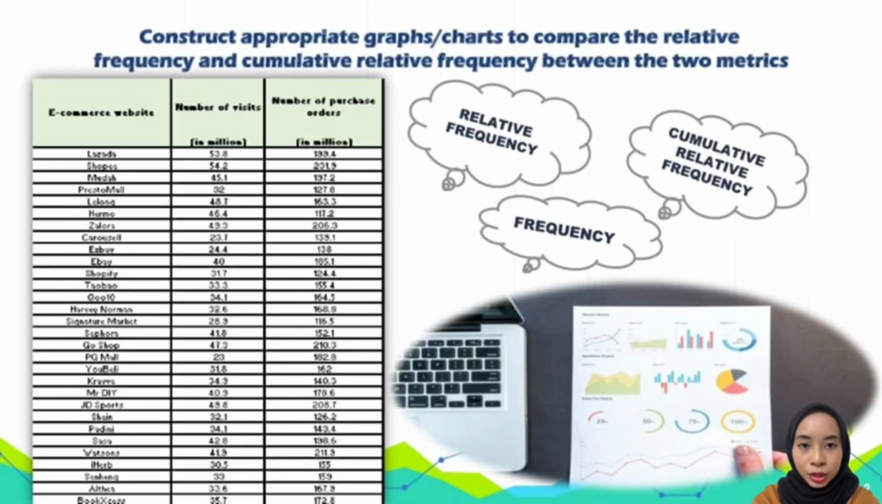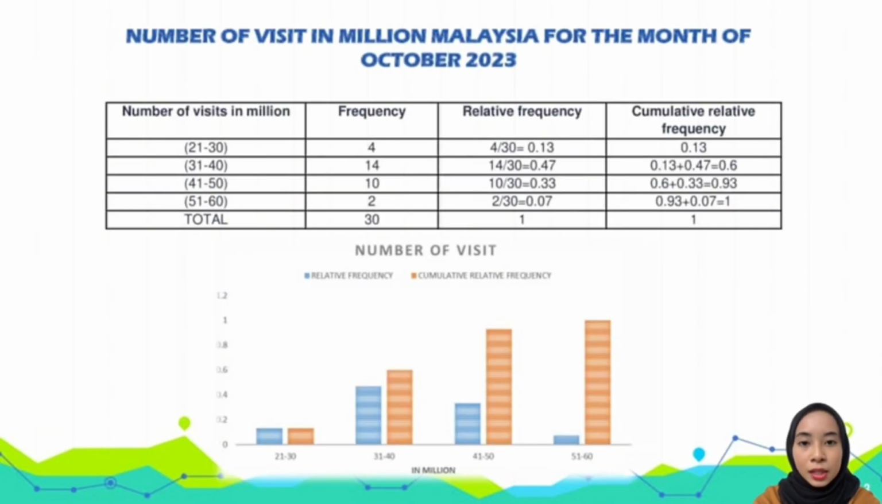For Part 1 question, we need to find the answer based on the table given. Frequency is how many times, then relative frequency. We define the frequency for relative frequency and cumulative relative frequency.